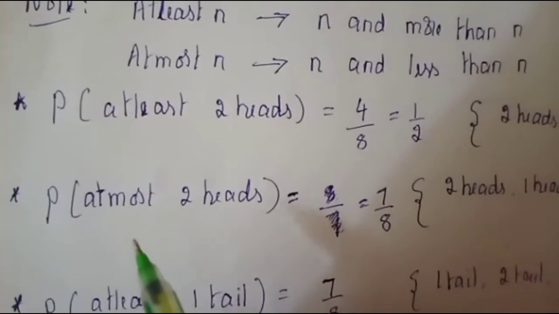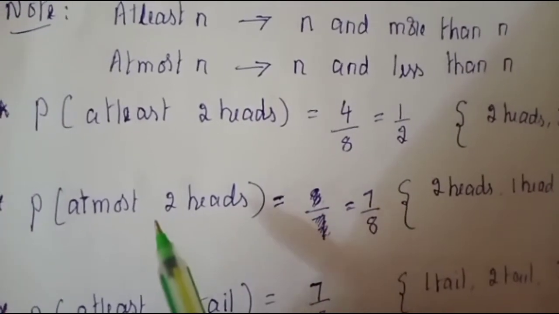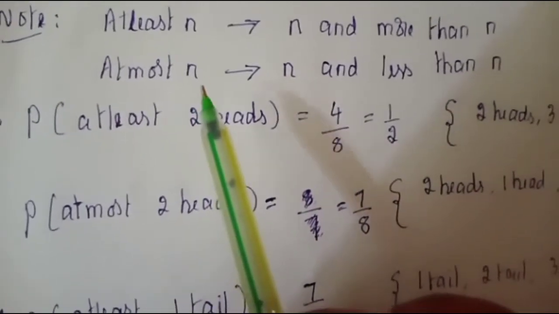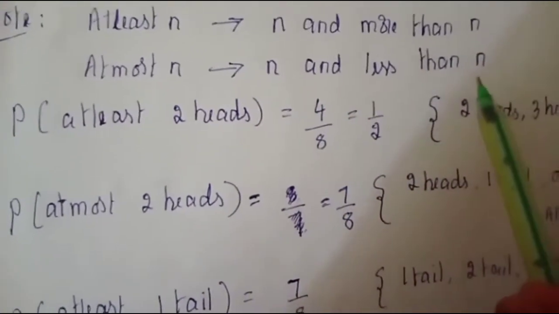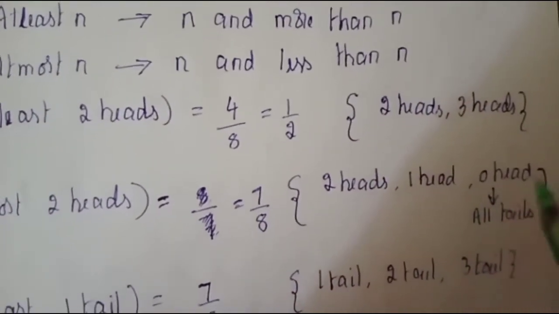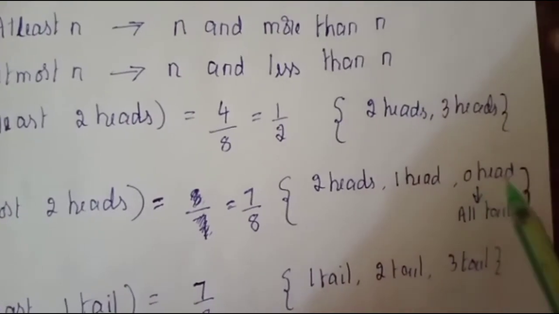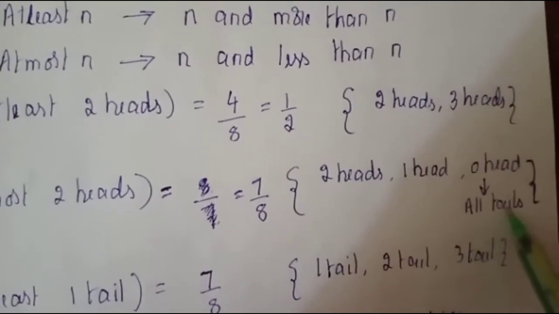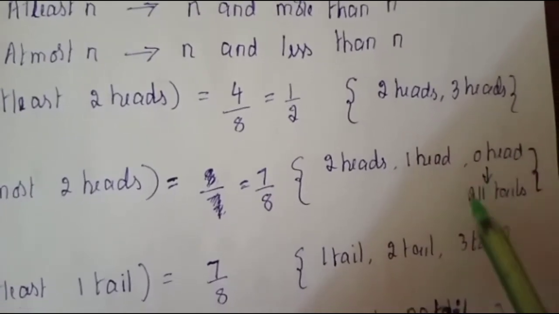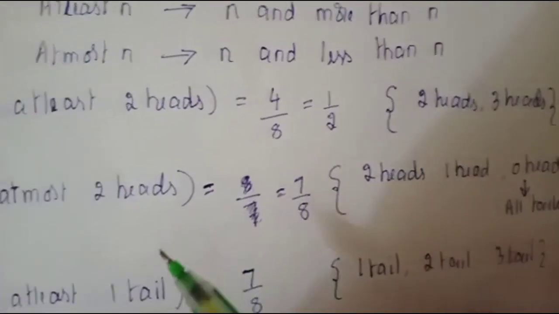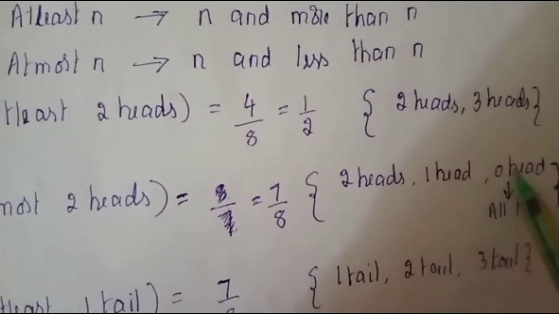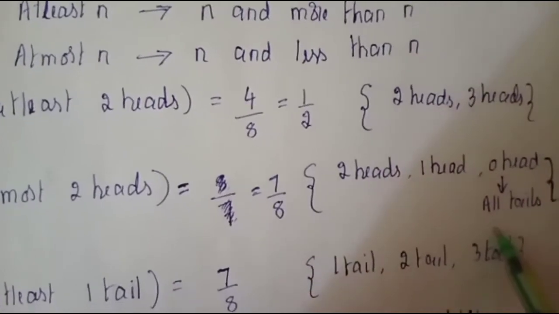Next, probability of at most 2 heads. Concentrate. At most is a little confusing for you. At most 2 means what? 2 and less than 2. That is 2 heads, 1 head, 0 head. 0 head means what? No head. If it is no head, all are tails. No head means all 3 are tails. This is very, very important. At most 2 heads means 2 heads, 1 head, no head. No head means all tails.